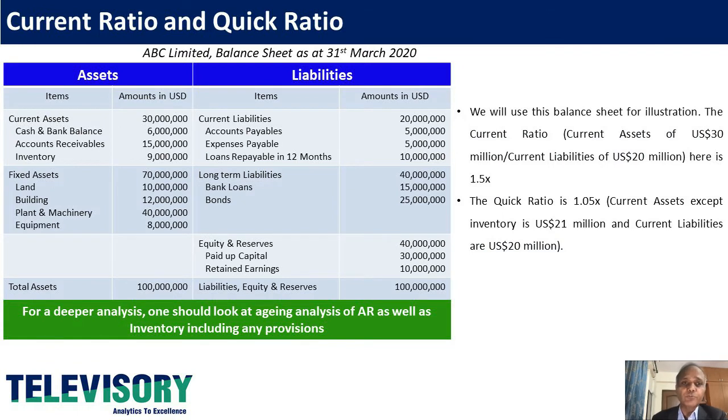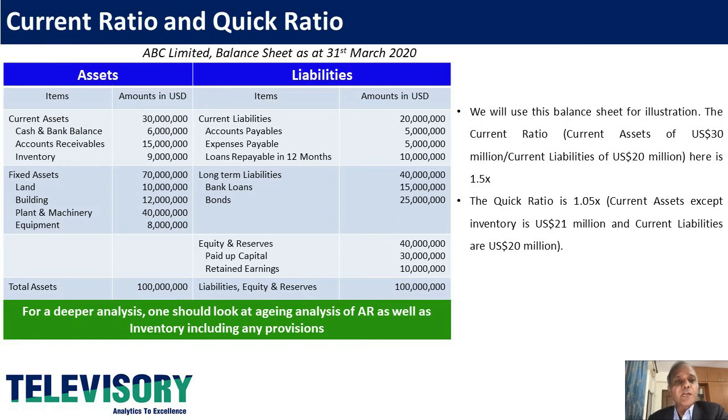We go back to a very standard, typical balance sheet that we had shown in our previous video and try to show various ratios that we just discussed. So in this balance sheet, the current assets are 30 million, current liabilities including loans repayable in the next 12 months are 20 million. So this ratio is 1.5, current assets being 50% more than the current liabilities.